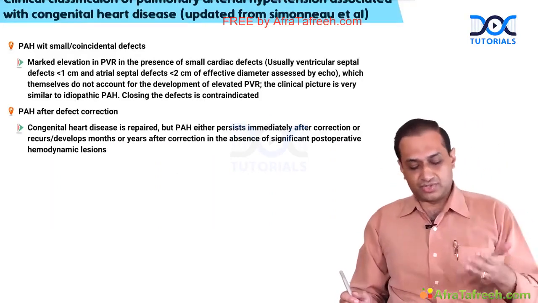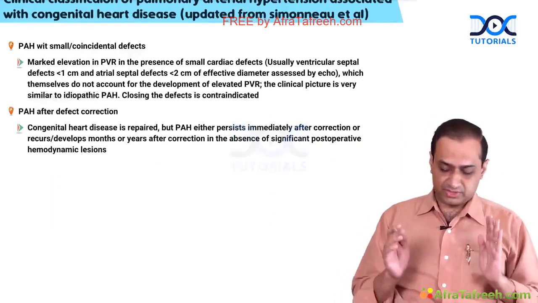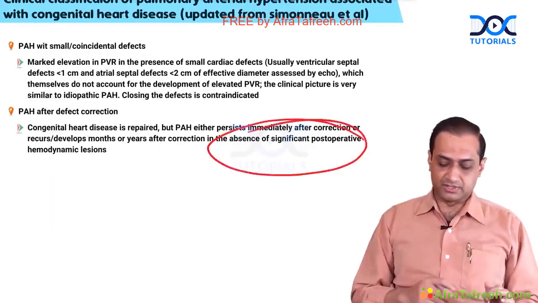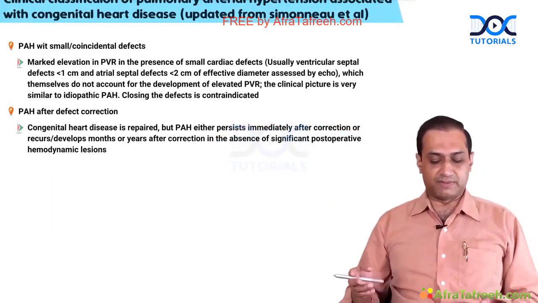Patients after the correction, however, with PH which is still remnant or prevalent after the correction of the defect, in the absence of significant shunt, would be a separate category.